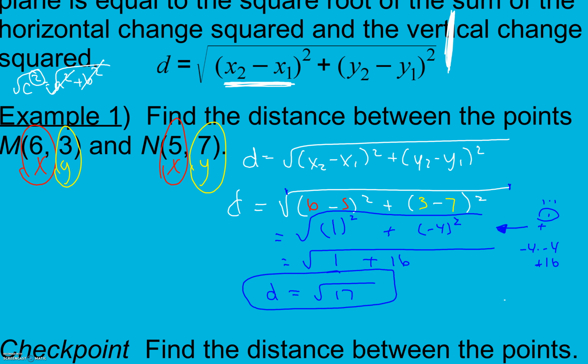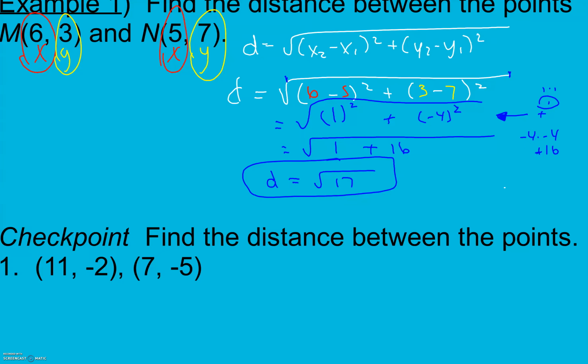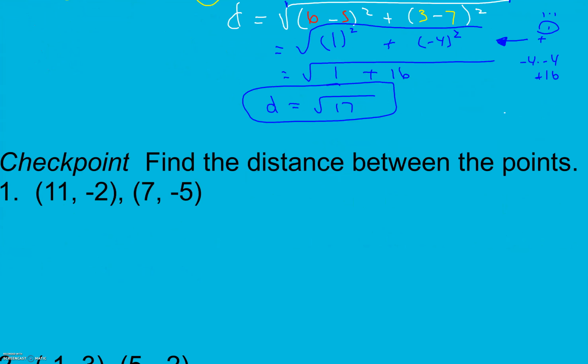And we want the exact answer in simplest form. So here 17 is prime, but if it wasn't, we'd try and take out any perfect squares. We don't want the decimal approximation there. We want the exact answer. So again, in number 1 here, feel free to pause and give this a try if you'd like. We're going to use our distance formula. In our distance formula, we subtract our x's, square it, and add it to the value we got when we subtract our y's and square it.